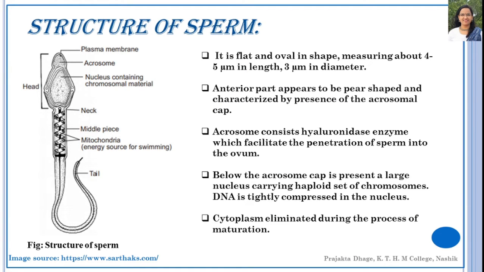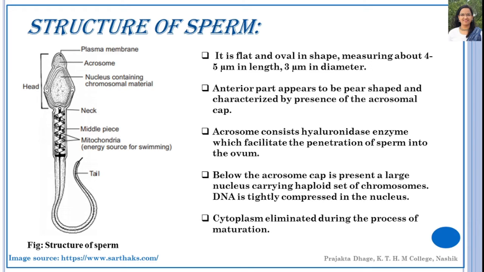Now if you see the structure of the human sperm, basically it has been divided into four parts. The four parts are the head, neck, then you have the middle piece, and then you have the tail. So you can see the head portion, then you have a neck portion here, this entirely is the middle piece, and this is the tail.